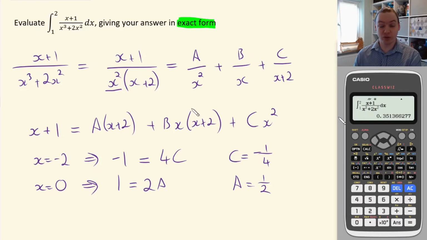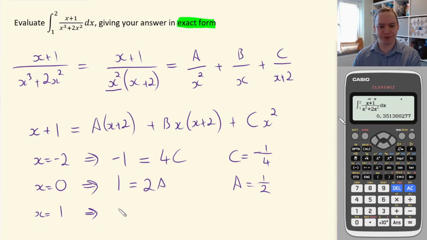And now I can't use this technique because we have this repeated root. I can't use this technique to find b, because zeroing either of these will get rid of b as well. So I need to pick another value, but I found out what a and c are. So if I pick something like 1, and we can pick any value we like here, so it's kind of up to you.